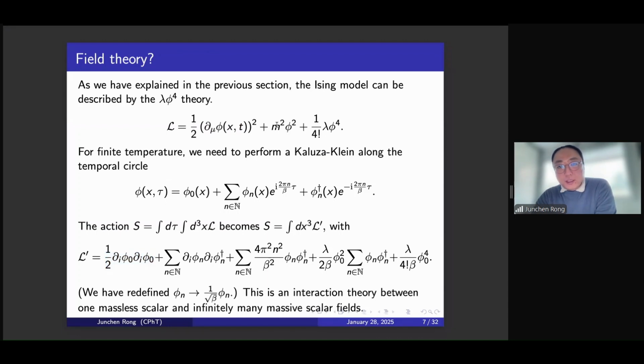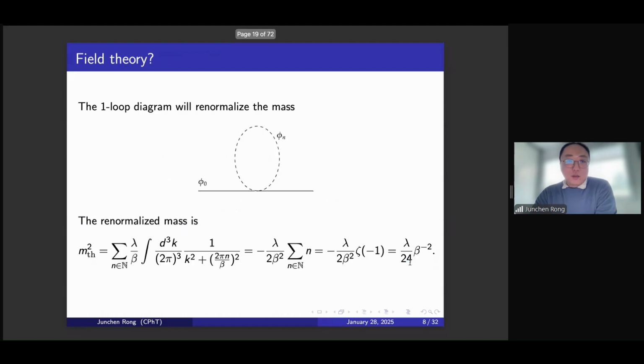Okay, sorry, I turned m equal to 0. So it's a free scalar theory, and a bunch of massive scalars whose mass is given by the Matsubara frequency. So this lambda introduces interactions between them. There is an interaction between the massless and the massive ones, as well as a self-interaction for the massless ones. You can just do a one loop calculation.